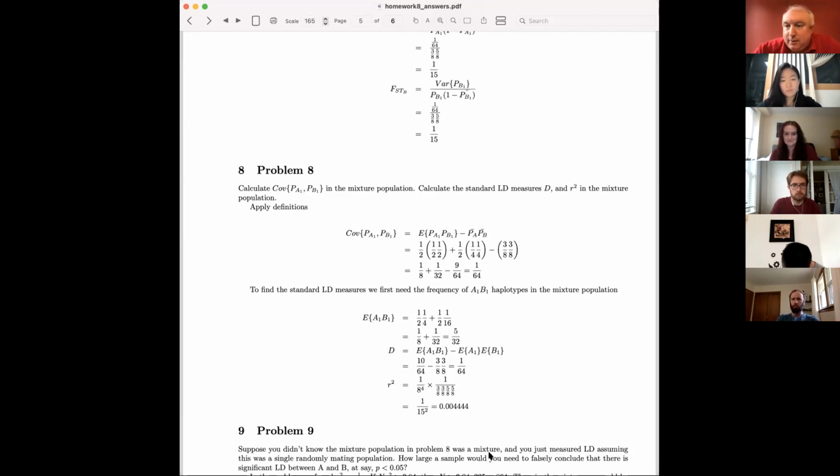This is sort of wild. It says that when I go out in nature and sample individuals, if those individuals actually come from separate populations, it's going to appear to me there is linkage disequilibrium at any two loci whose allele frequencies differ between the two populations. If the allele frequencies differ between the populations that gave rise to this mixture, I'm going to appear to have linkage disequilibrium between them.